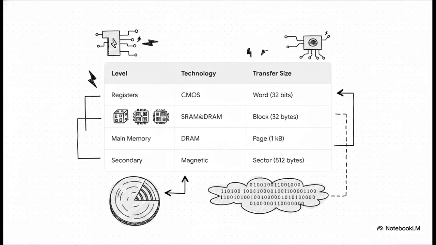Up at the top, those CPU registers use incredibly complex, ultra-fast tech called CMOS, and they handle just a tiny 32-bit word. Think of it as a single syllable of data.